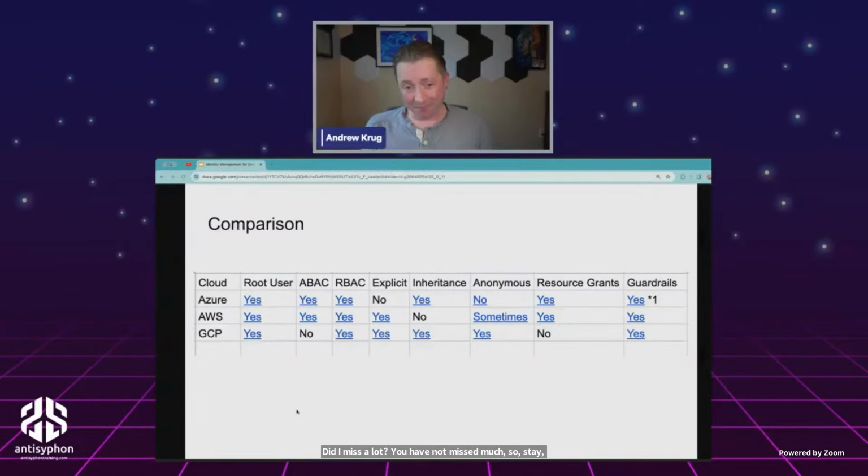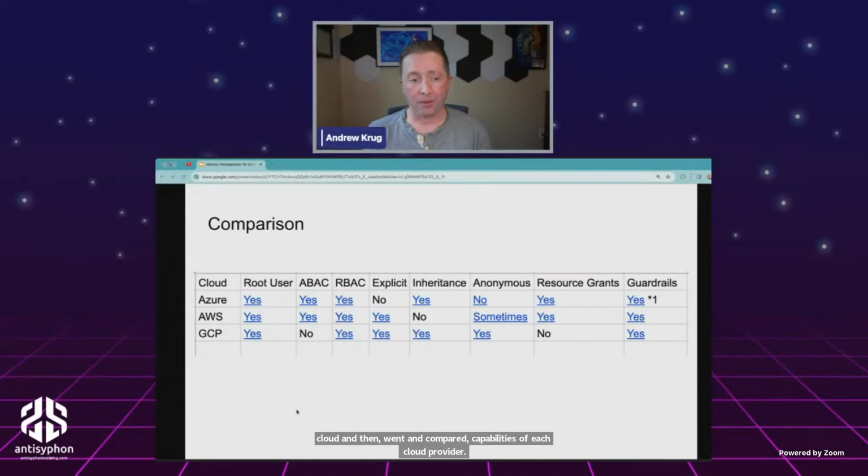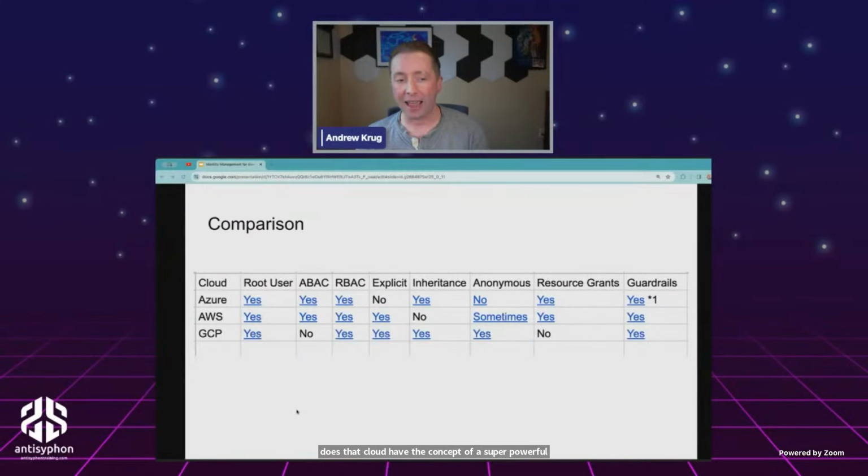So for comparison, what I did is I distilled down all of the concepts that I think are part of identity in the cloud, and then went and compared capabilities of each cloud provider. So just going across the top, looked at, hey, does that cloud have the concept of a super powerful super admin user? Does it have attribute-based access control? Does it have role-based access control? Can we grant permissions explicitly to an individual versus binding a role? Does that cloud have the concept of policy inheritance?